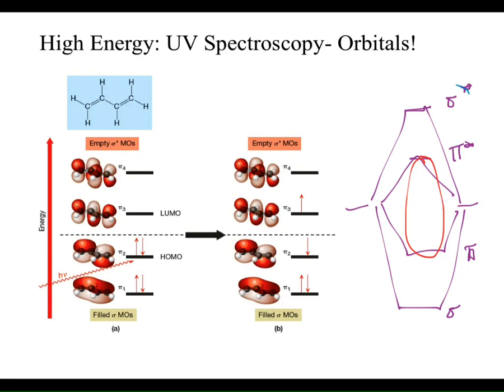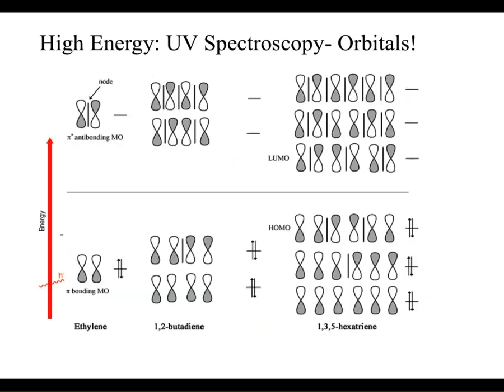Could we also see a transition from the sigma to sigma star? Yes. That transition requires more energy. It's a larger jump. That more energy now starts to push into the limits of UV spectroscopy, and we can't really detect it as cleanly. So what we're largely looking at is our pi system.